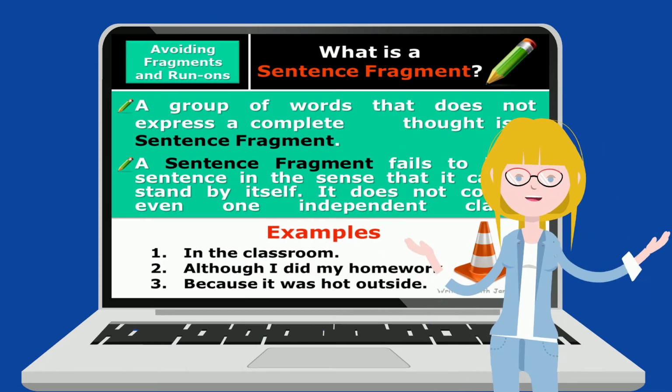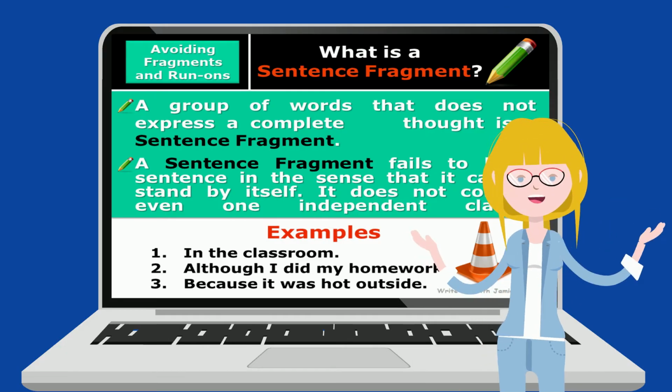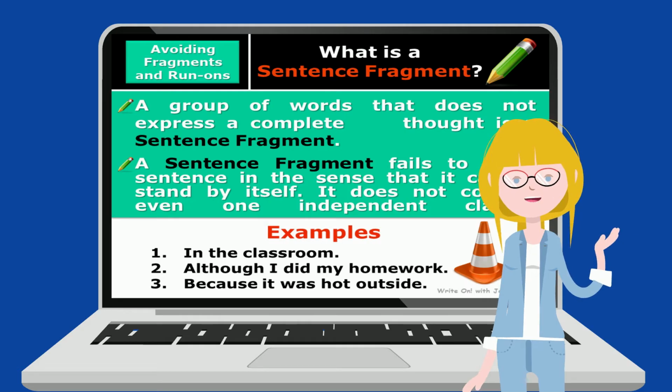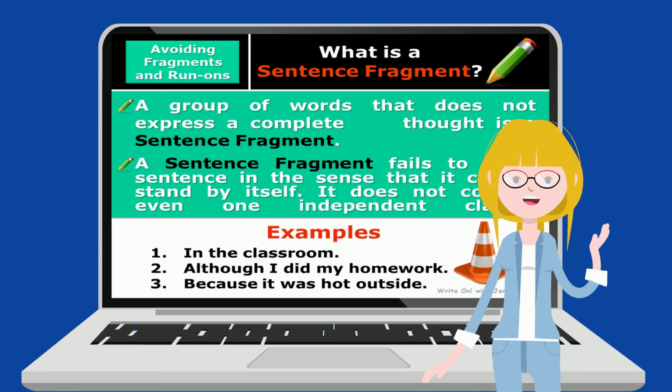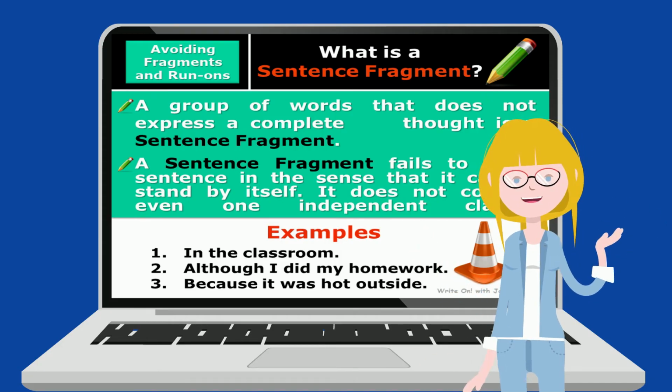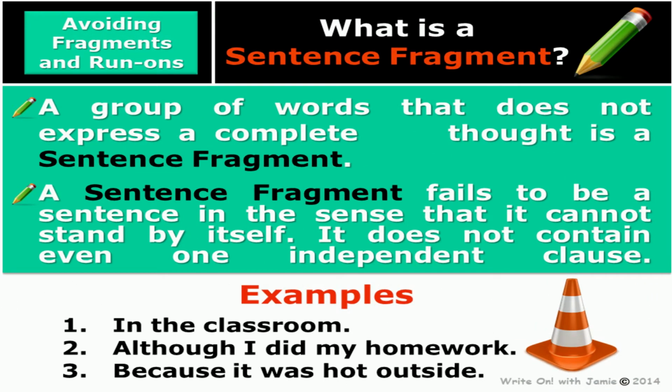A sentence fragment is a group of words that look like a sentence, but isn't. To be a sentence, the group of words must express a complete thought and have at least one independent clause, which is a group of words that contain both a subject and a verb and can stand on its own. Basically, sentence fragments are vague groups of words that are not complete. Now, let's take a look at these examples of sentence fragments and determine what they need to become complete sentences.